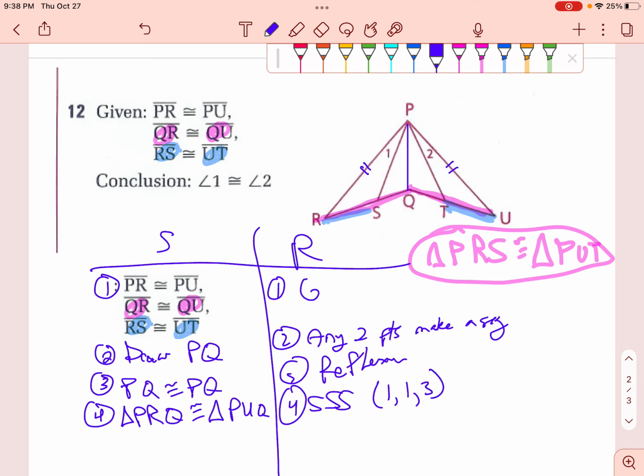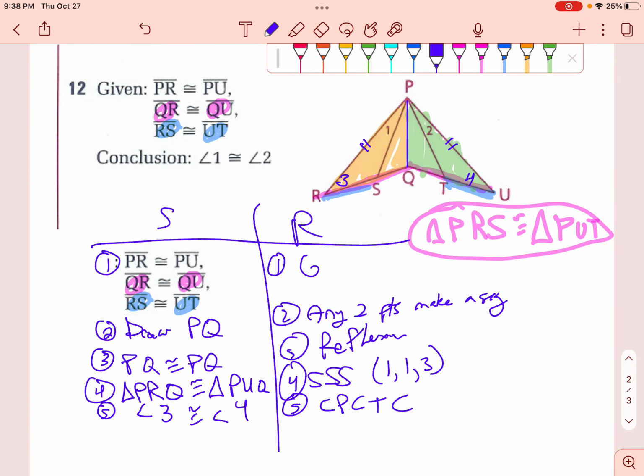Okay, so I have those triangles congruent to each other, and so basically I have this orange triangle right here equal to this green triangle. And I'm trying to get the smaller ones equal. Oh, okay, here we go. I can pull out that angle 3 equals angle 4. How do I know angle 3 equals angle 4? Because the triangles are congruent. And if the triangles are congruent, those parts are congruent.